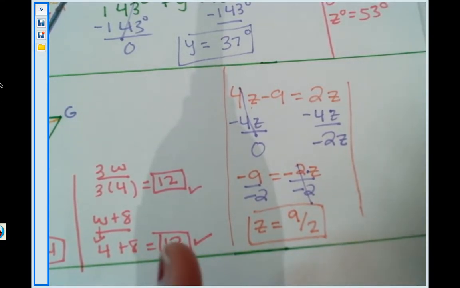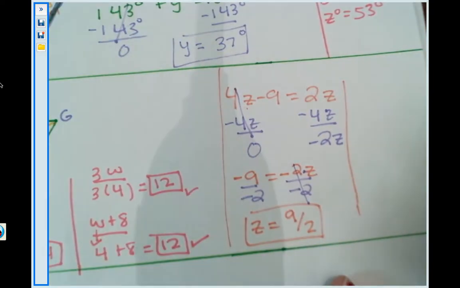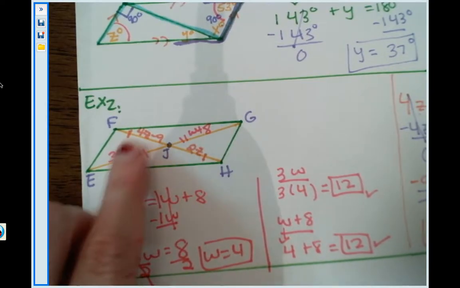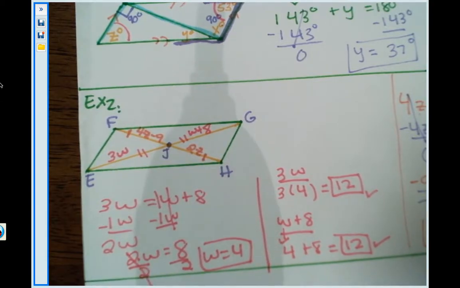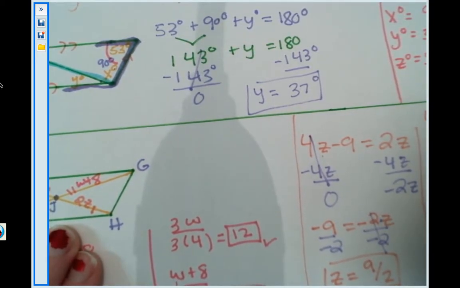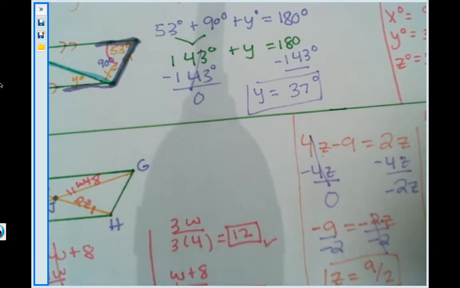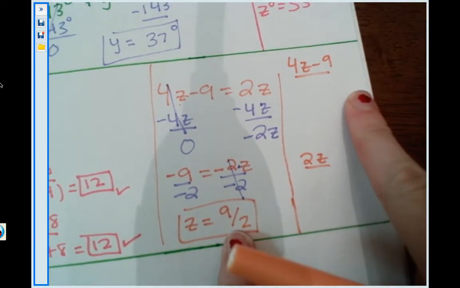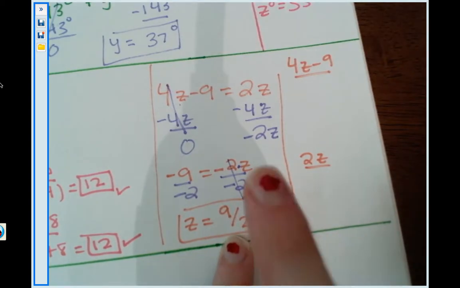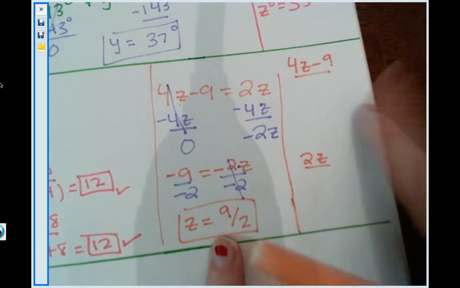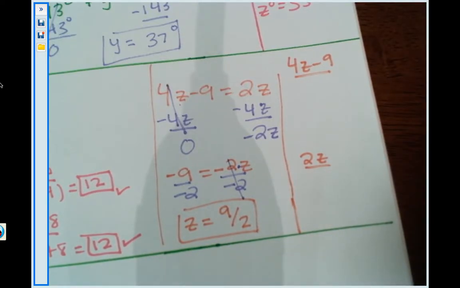So I know what Z is. We got the first part done. Yeah, you guys rock. Now I need to find what each piece of the diagonal is. So I need to substitute in my Z, and then I can solve. We need to do this for the 4Z minus 9, as well as the 2Z. Everywhere I spot a Z, I'm going to substitute in a 9/2. And fractions are our friends, you guys. We love fractions, so you're going to love substituting this value in for Z.